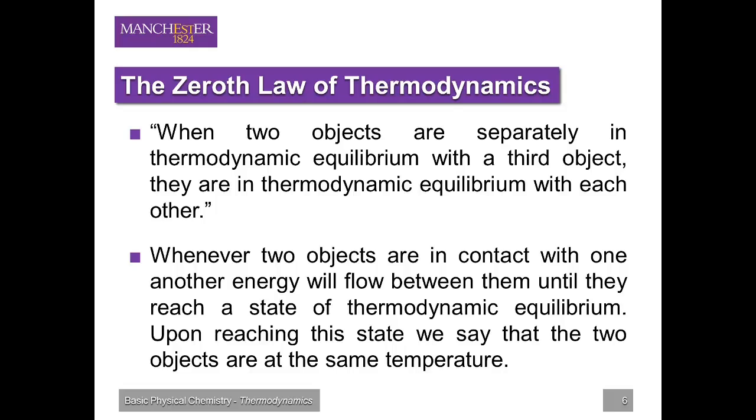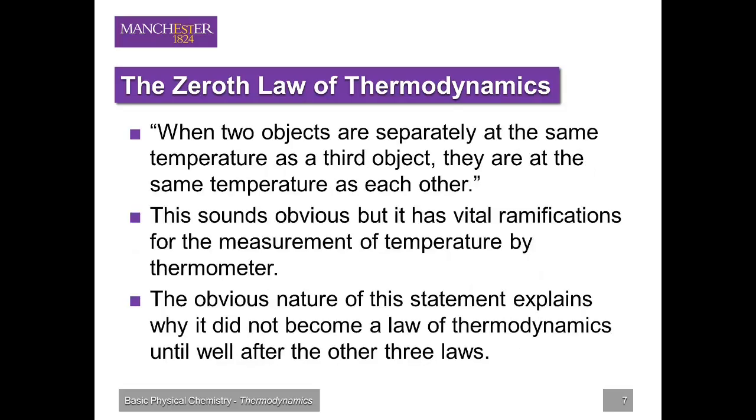In terms of the thermometer, the two objects are your mouth and the mercury or alcohol, and the third object is the glass. Put another way, once the mercury or alcohol level stops moving, the liquid, the glass, and your mouth are all in thermodynamic equilibrium with each other and are all considered to be at the same temperature.